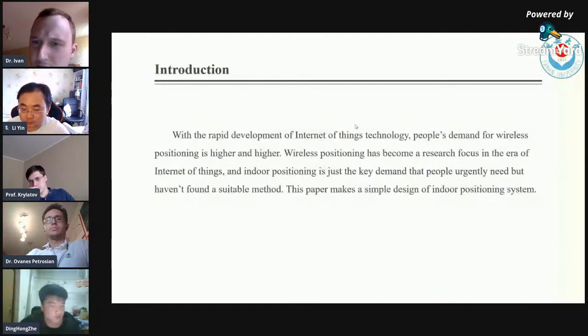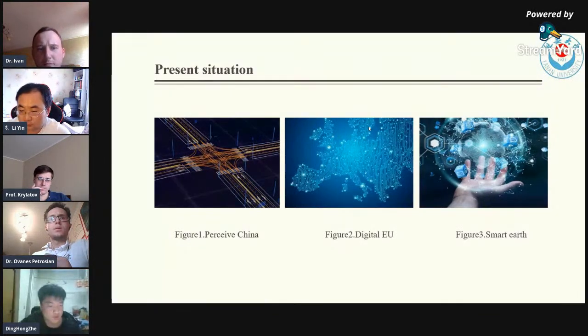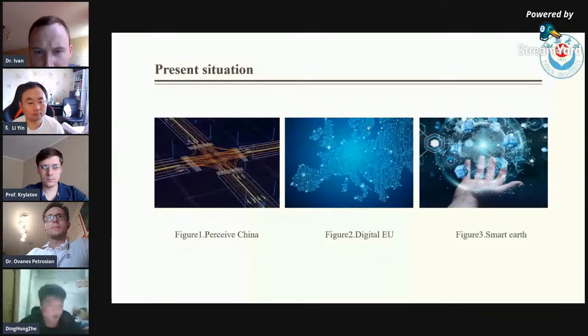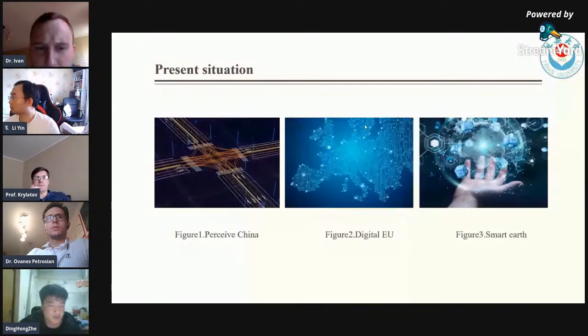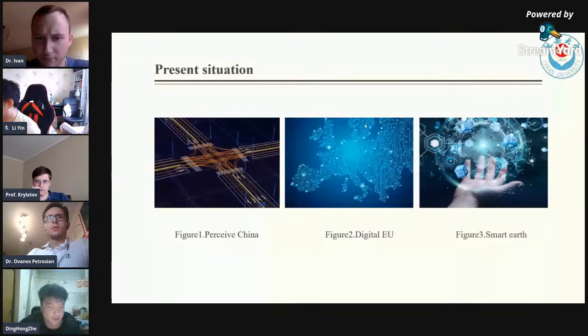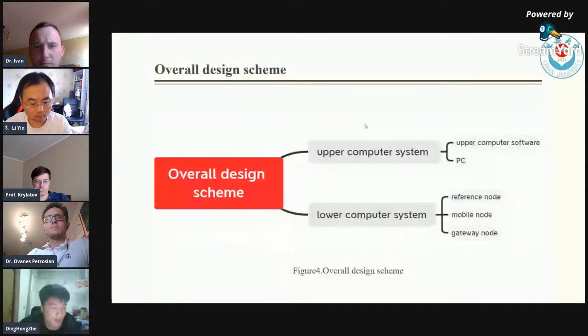The second part is about the current situation of this topic at this stage. The United States Smart Earth, the European Union's Regional Project, China's perception of the Earth, and other information are developing rapidly in recent years as ZigBee becomes more and more popular. Using ZigBee technology for indoor communication is becoming a research trend. Therefore, it is very important to study a coherent and reliable positioning system suitable for indoor environment based on ZigBee technology.